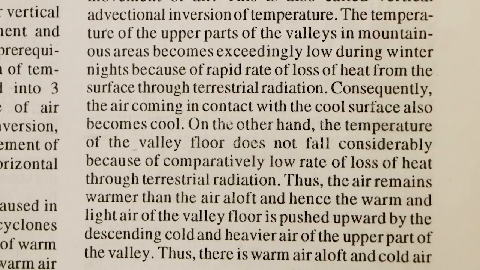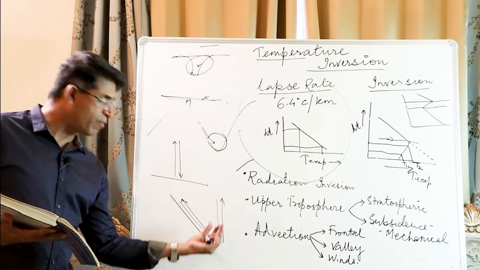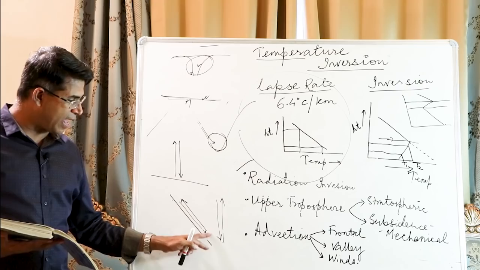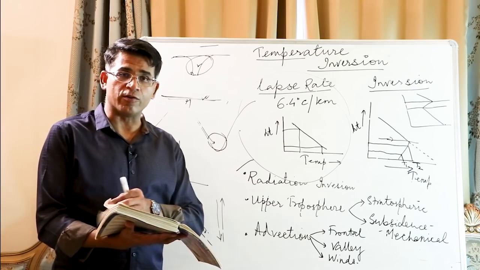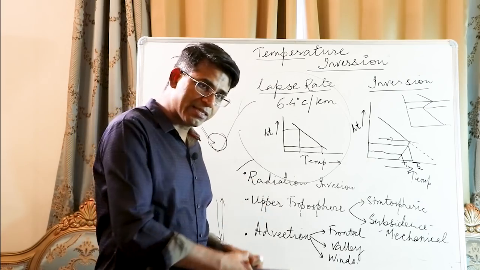Thus the air remains warmer than the air aloft, and hence the warm and light air of the valley floor is pushed up. So as the cold air is sinking down, the warm air gets pushed up. So we ultimately have cold air accumulating along the valley floor. So that is the concept with the mechanism.